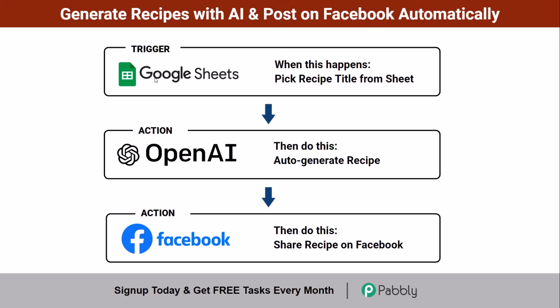For that, you just need to set up an automation between these applications, and after that, as soon as you add your recipe title here in the spreadsheet, the automation will automatically pick that recipe title, generate the recipe via OpenAI, and then automatically share the same recipe on Facebook. Yes, you do not have to do anything manually after you have set up an automation between these applications. Want to learn how you can set up this automation for yourself? Come with me and I'll show you the whole process step by step.